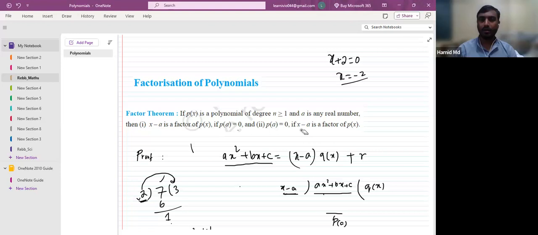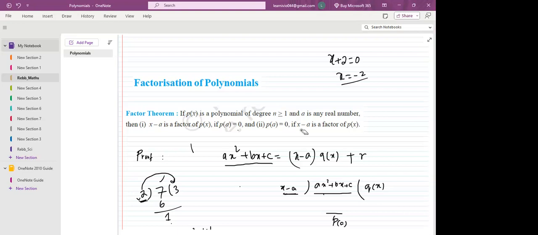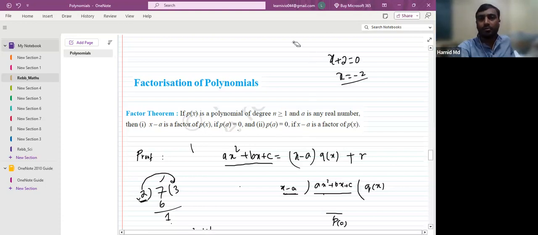I have shown you this by doing the long division method. Clear? Any doubt? Okay, enjoy your exams.